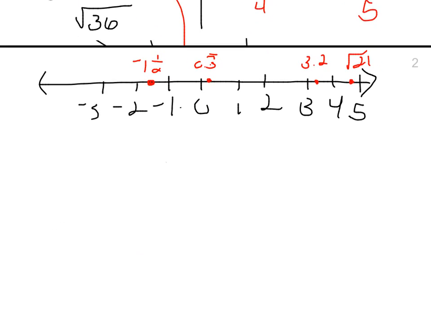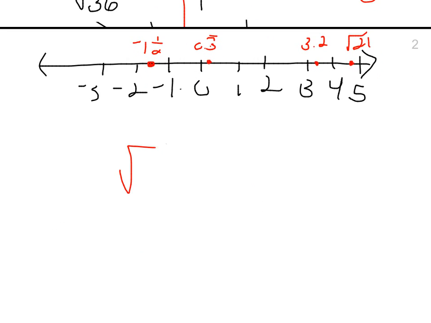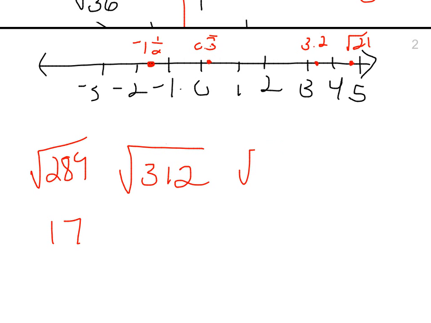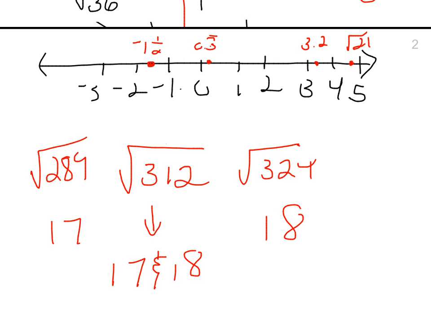Then the other thing you're going to have to do is say what a square root is between. So say I had the square root of 312. Okay, so you're going to look at your square root table and see that 312 comes between the two perfect squares of 289 and 324, which is, the square root of 289 is 17, and the square root of 324 is 18. So 312 is between the numbers 17 and 18, and it is closer to the 18. So we're going to circle the 18.